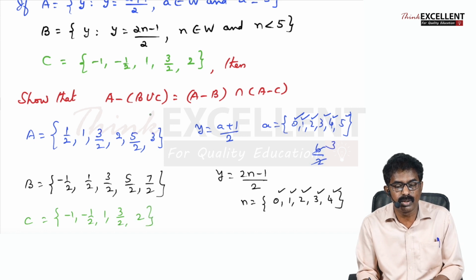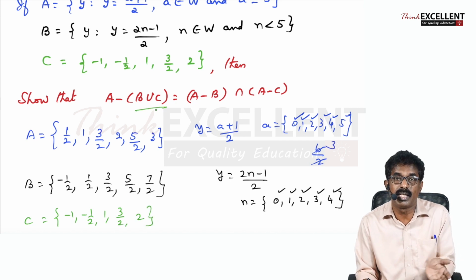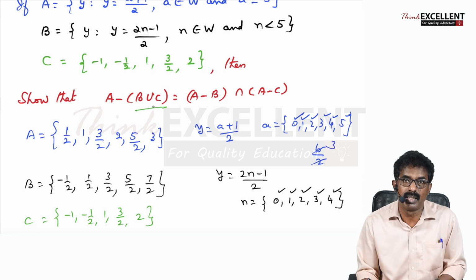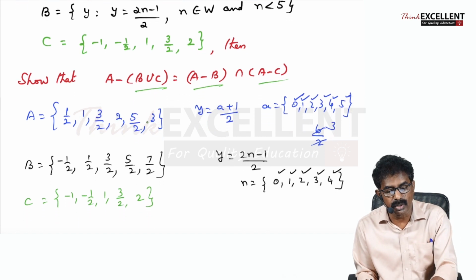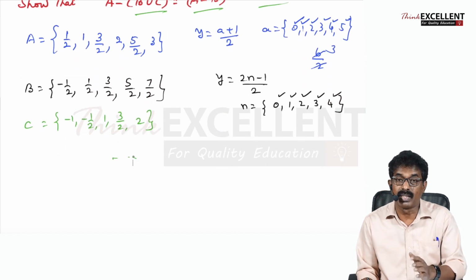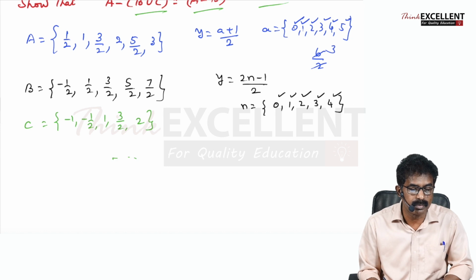Then the remaining calculation, you know: first you find B union C, then A minus B union C, take it as 1. For the right side, first you find A minus B, then A minus C, take the intersection, take the common elements, take that answer, you take it as 2. So check whether they are same. Okay, you can complete that.